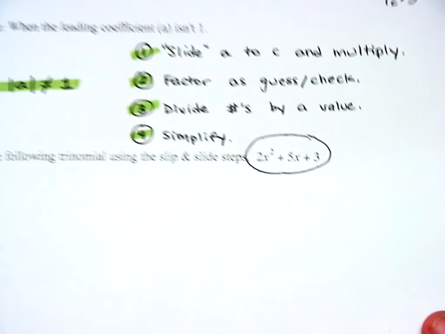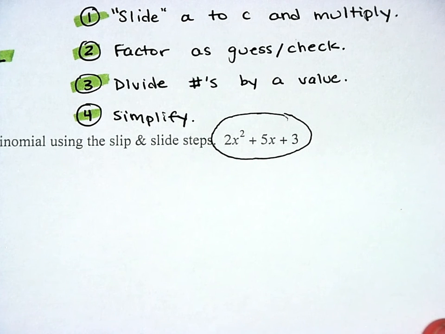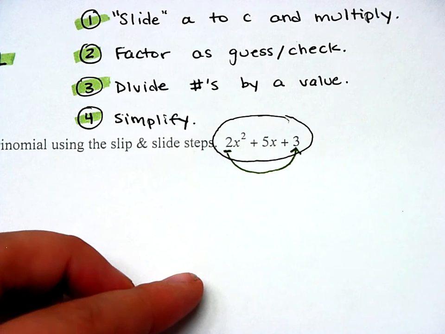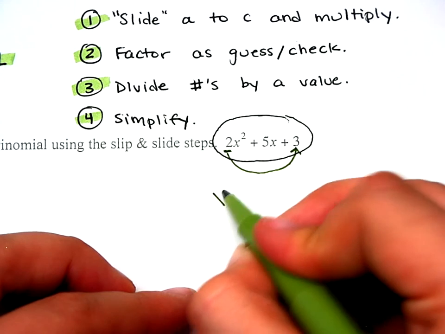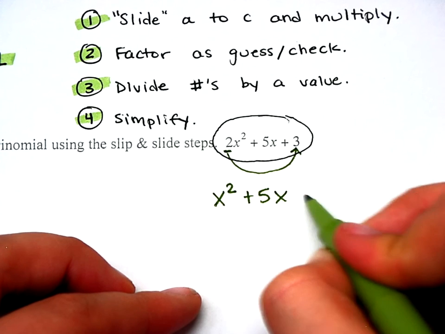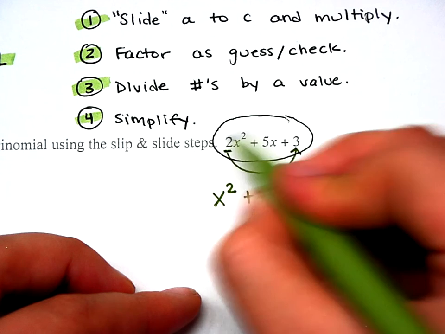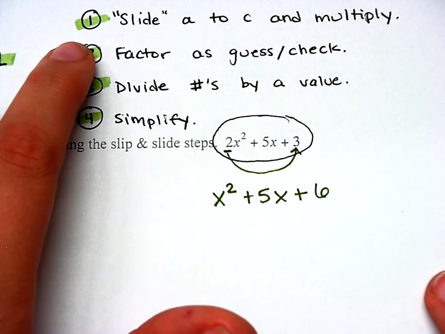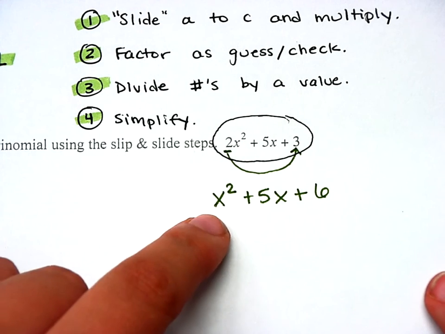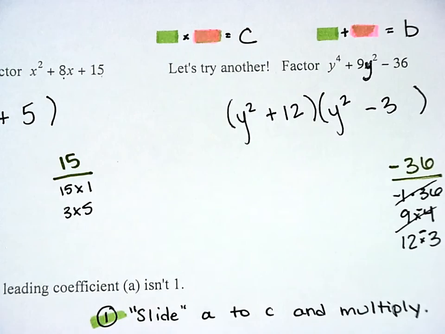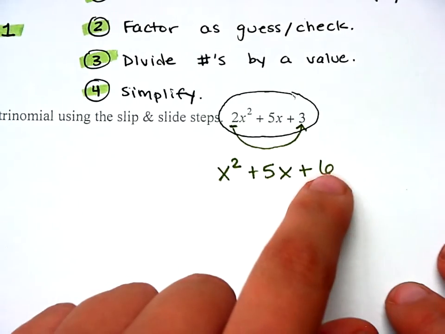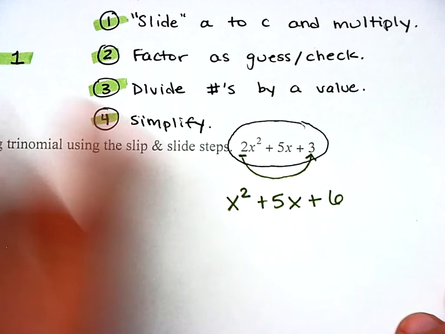So our first step, and I'm going to try to keep these steps in here while I do it, is to slide the A, that's the 2, over to where the C is, and we're going to multiply. So I'm going to rewrite this as x squared plus 5x plus, if I multiply those, 3 times 2, that gives me 6. Okay, so I did my first step. Second one is to factor this as a guess and check. So now this is just like one of the trinomials up above. So I'm just going to factor this, asking myself, what are factors of 6 that add up to 5? I'm going to do that part quickly.